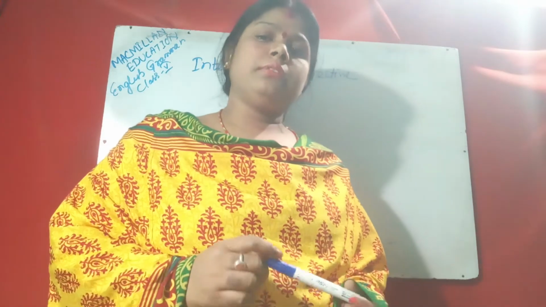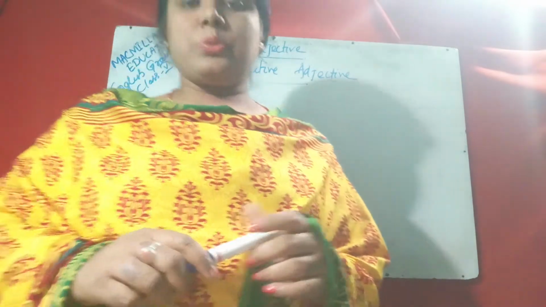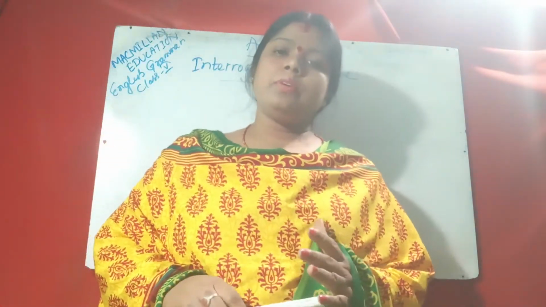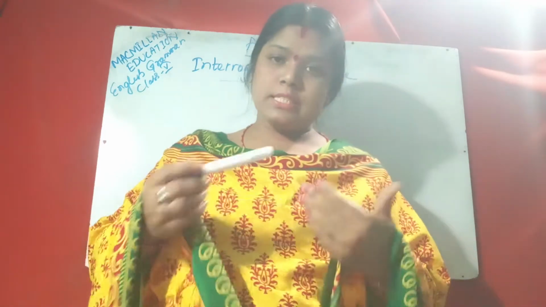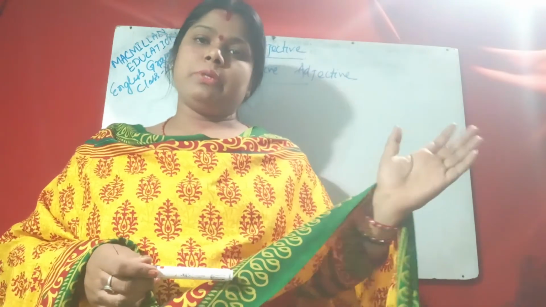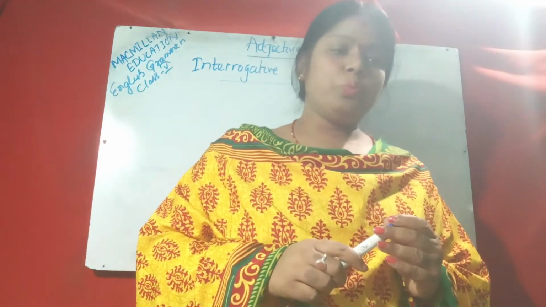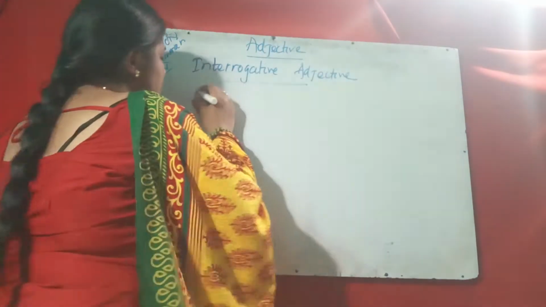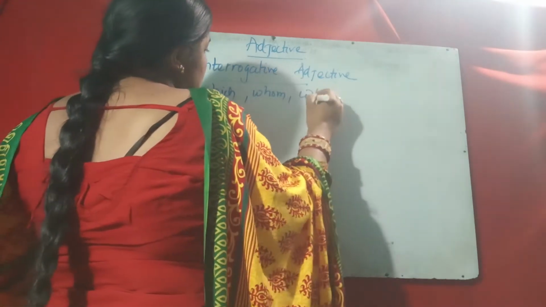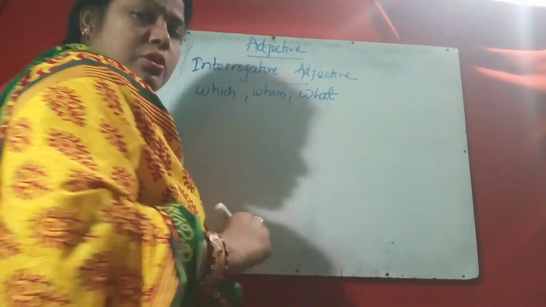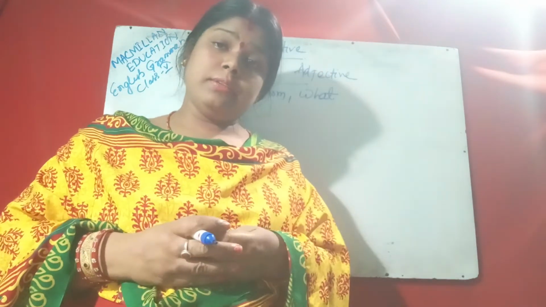Then the interrogative adjective. So what is an interrogative adjective? An interrogative adjective helps to ask a question about a particular noun. If you ask a question and the answer will be about a particular noun, that is an interrogative adjective. Generally the interrogative adjectives are which, whose and what. These are interrogative adjectives.